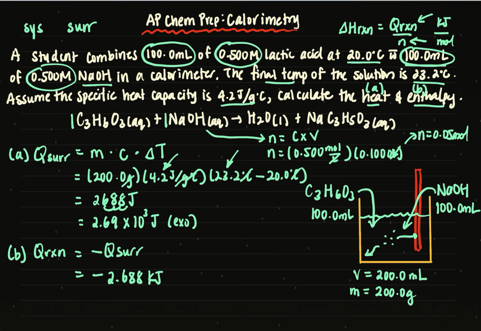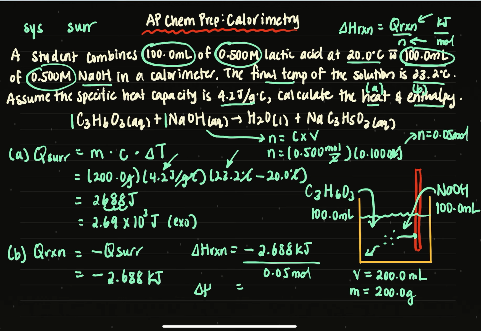Okay, great. Now that we have all that information, let's plug it into our delta H formula. I won't rewrite the formula because it's at the top. Delta H of reaction equals Q of reaction, negative 2.688 kilojoules, divided by 0.05 mole. And I'll get a delta H of reaction here of negative, and I'll round it to 3 significant figures to represent the lowest measured value in my question, which is the temperature. This is all part of the same question. So the answer here is negative 53.8. And put the units in your answer, kilojoules per mole.